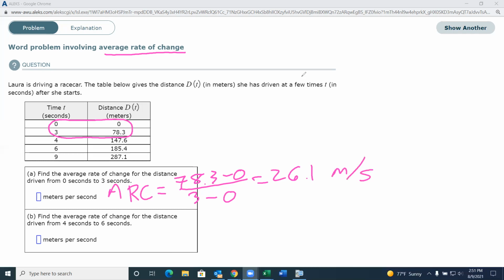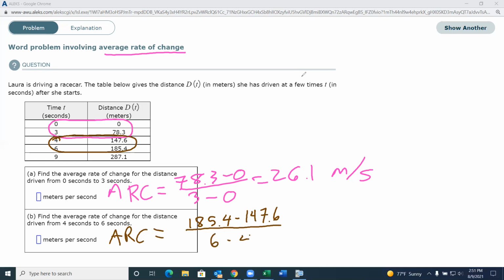Right. Now, what about the second one? The second one says our average rate of change is going to be from the 4-second mark to the 6-second mark. So we'll go the difference of the y values, 7, 6, over the difference of the x values. Type it in here. And we get 18.9 meters per second.